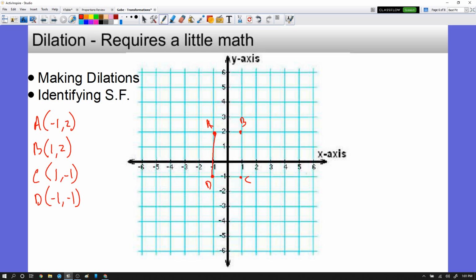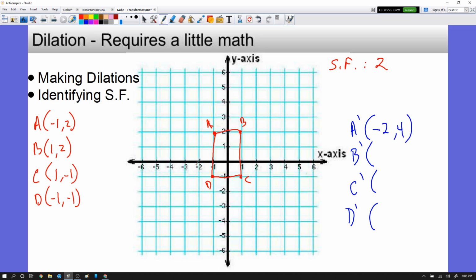So whenever we do this, this is a very simple thing to do. Scale factor is 2. With a scale factor of 2, all you do is take all of your coordinates and multiply them by 2. If we had a scale factor of 1/2, you'd find half of all the coordinates. If we had a scale factor of 900, you'd find 900 times whatever the original coordinates were. So -1 times 2 is -2 and then 4. So -2, 4. Label it A prime.